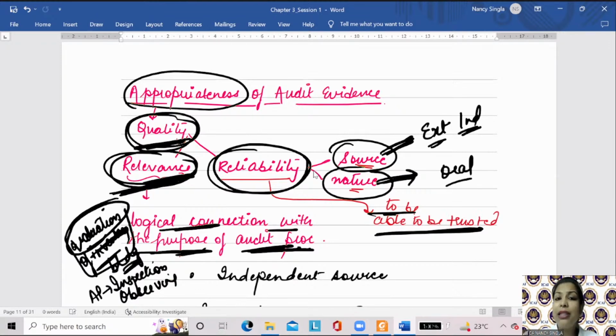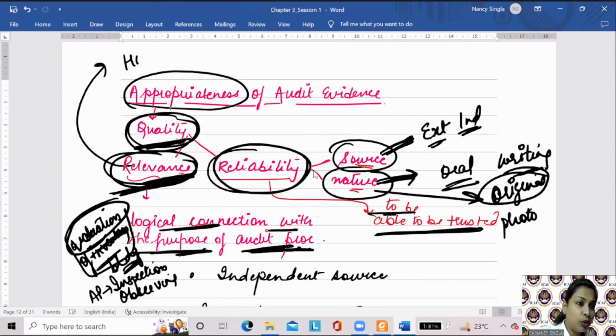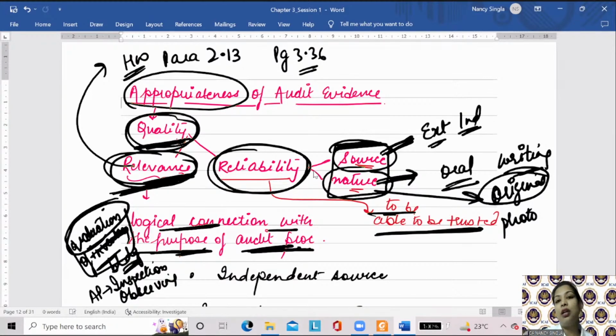Nature, अगर आपको कोई orally बता देता है कि this is the situation, vis-a-vis कोई writing में आपको कोई document देता है. Also in nature, you can take an example that if you have an original document versus you have a photocopy, which one is more reliable? Obviously the original one, है ना. तो ये topic is very simple and here also I want to give you a homework. So with respect to relevance and reliability, which we have discussed quite in detail here, you need to go to paragraph number 2.13, which is given on page number 3.36. Also, there is a topic with respect to nature and source of audit evidence, that which one is more reliable, which is on page number 3.34, types of audit evidence. बहुत simple topic है. Let me just take you through the module. You need to do that as your homework.